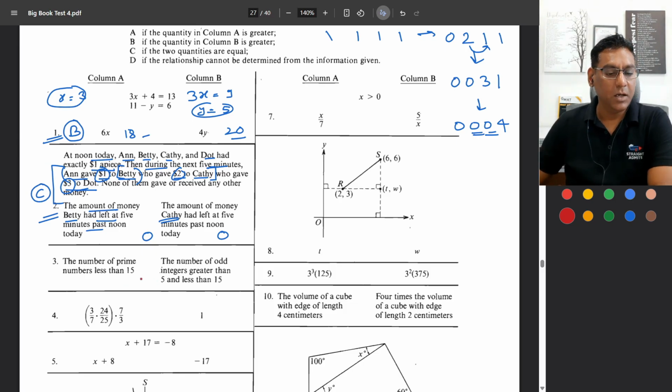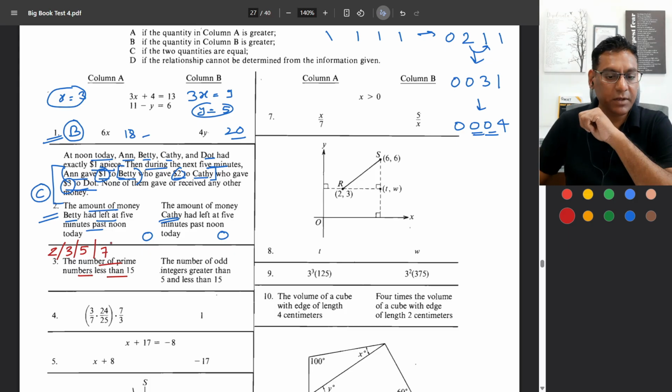Okay. All right. The number of prime numbers less than 50. So let's list down all the prime numbers less than 50. Keep in mind that 1 is not a prime number. That is a mistake many students make. 1 is not a prime number. So we start with 2. Then we have 3. Then we have 5. Then we have 7. We don't have 9. We have 11. Okay, so that is how many? 1, 2, 3, 4, 5, 6. So we have 6 prime numbers less than 50.